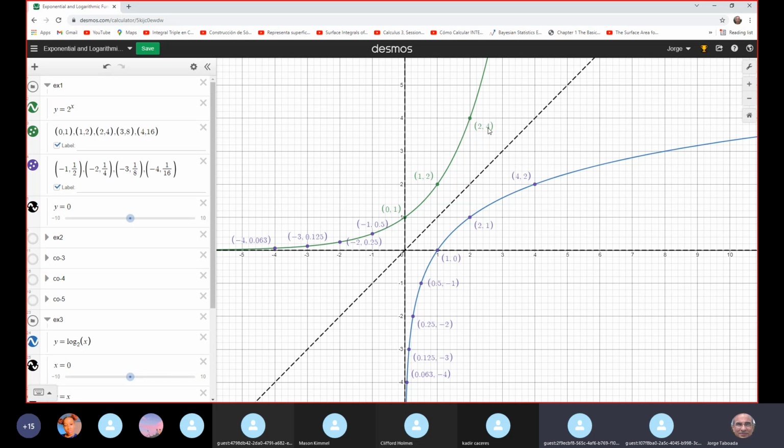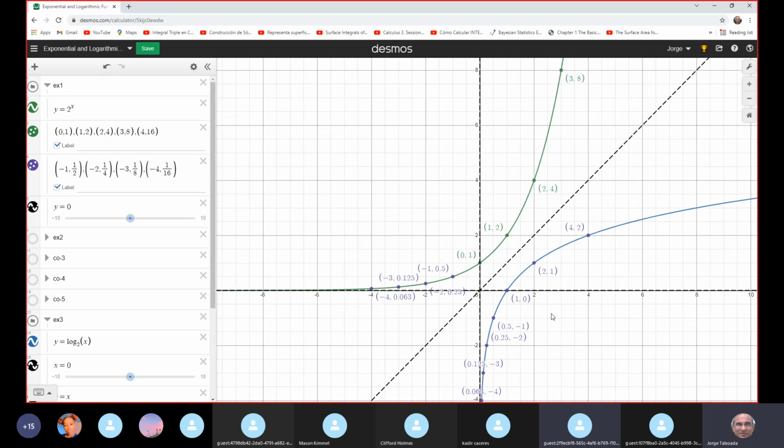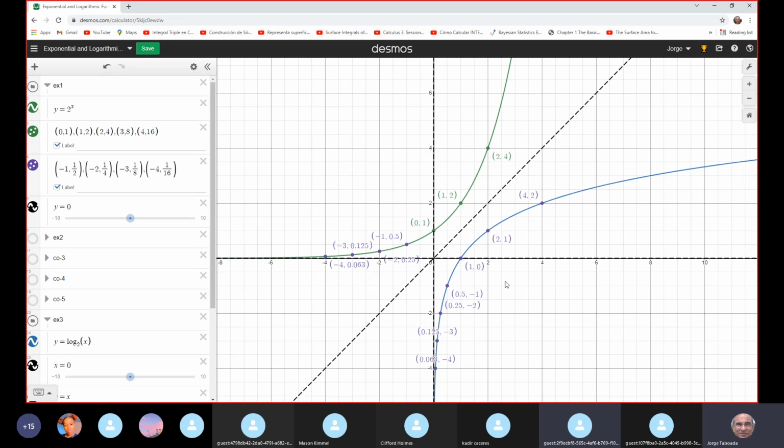For example, this point is (2, 4), and the logarithm is (4, 2). This point is (1, 2), and the logarithm is (2, 1). This point is the famous universal (0, 1), and this is (1, 0). And this point is (-1, 1/2), 0.5, look at that, and the image of this guy is 0.5. Okay, that's it? No, because in this graph we analyzed only the case when the base is greater than 1. So what's going on if the base is less than 1?